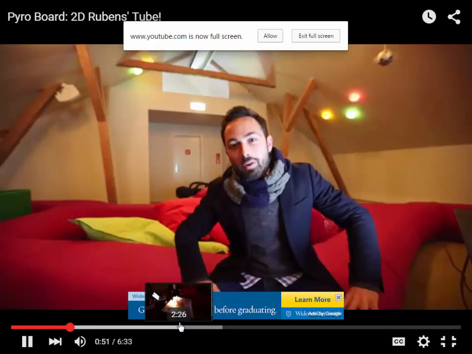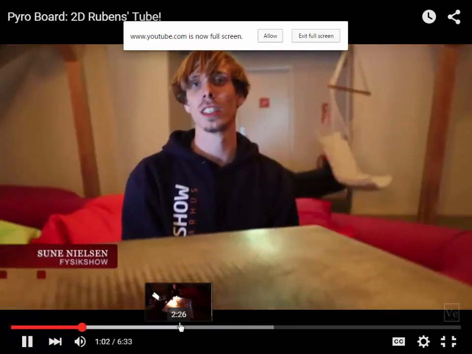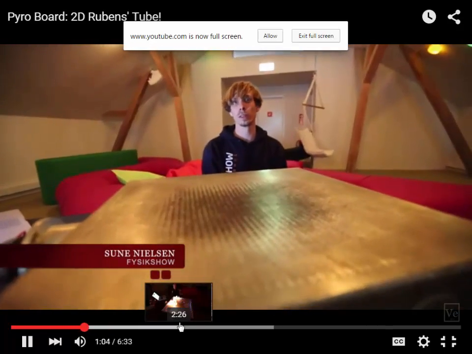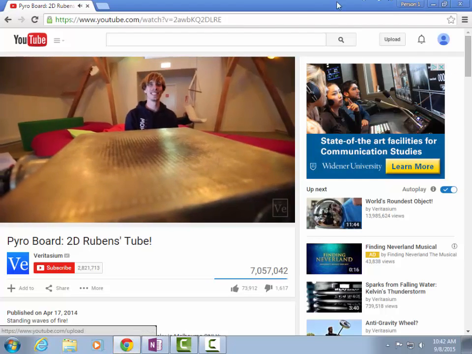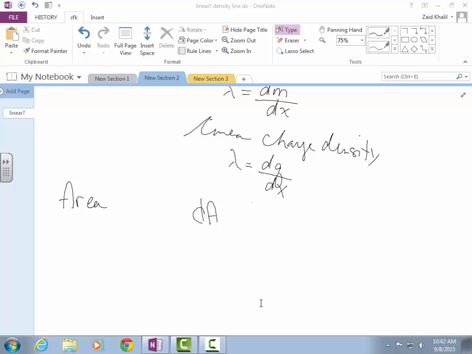I'm currently in Denmark with a team of physics and chemistry demonstrators who have taken this experiment to the next level. They've actually created a two-dimensional Rubens tube, a whole plane of Bunsen burners, effectively. How many holes? 2,500. So we're going to see 2,500 little flames.